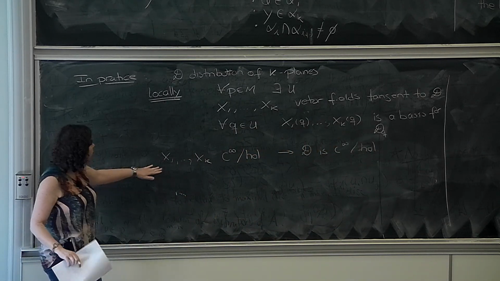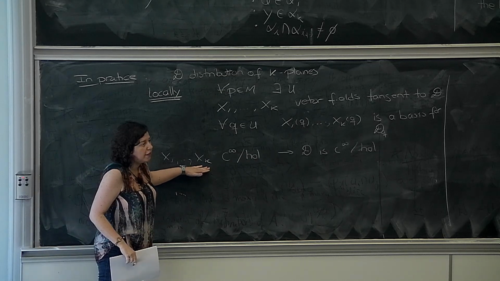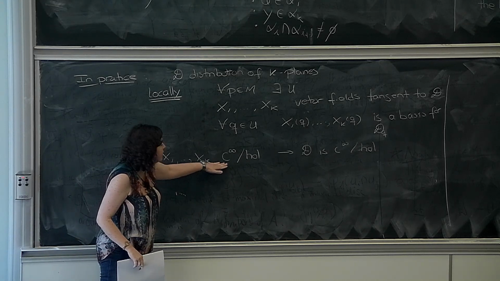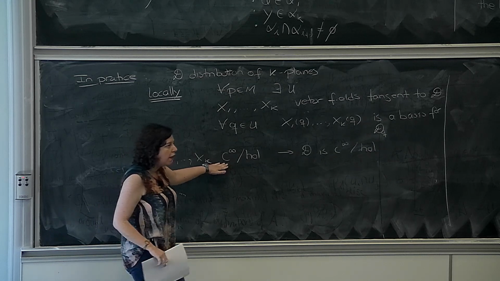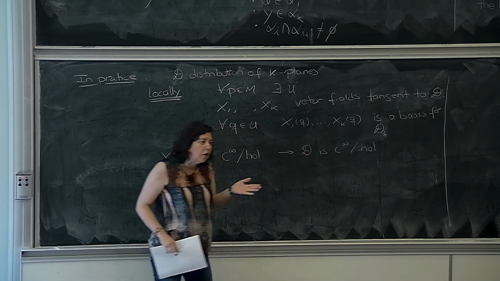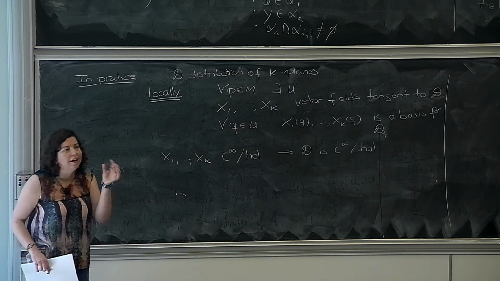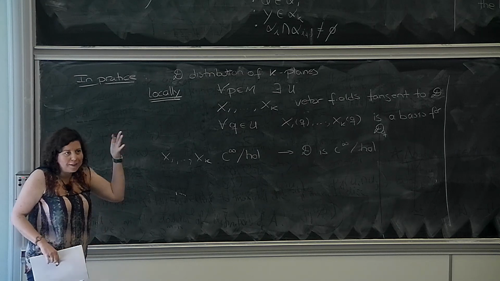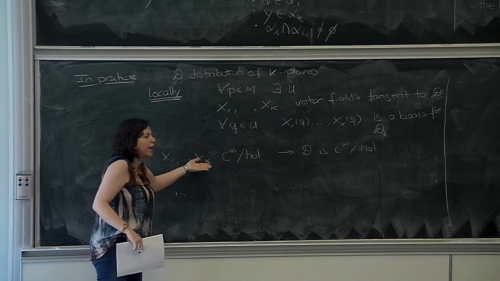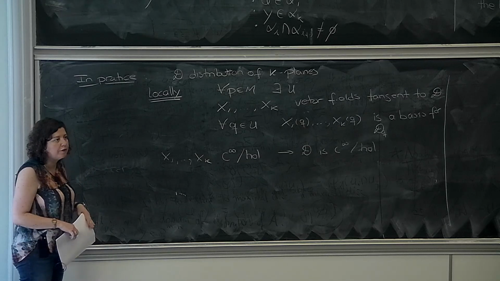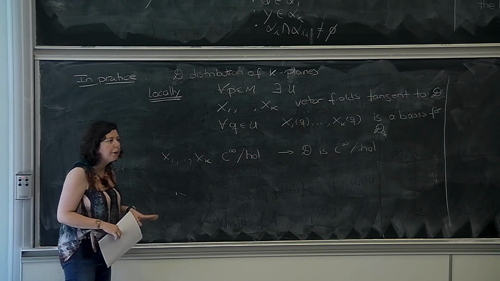Just one thing: if I can find k C infinity vector fields, I cannot say that the distribution is not holomorphic, because I can make a bad choice for the vector fields. In fact, maybe I can find some holomorphic vector fields also satisfying this property. Okay?